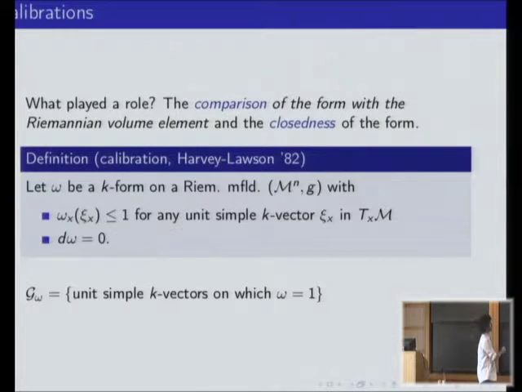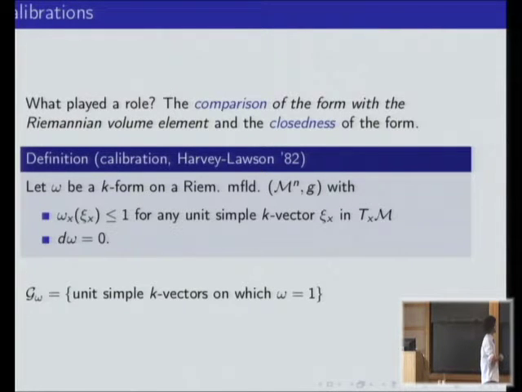Omega is a differential form of degree k on a Riemannian manifold. What we want is that we can compare the action of omega with the action of the k-dimensional volume element. And omega is always bounded from above by the action of the k-dimensional volume element. Or in other words, if you take unit simple k-vectors, which means k-vectors that span a parallelotope of k-volume 1, omega gives you at most 1 on such a k-vector. And then we require the closedness of omega. So this is called a calibration.